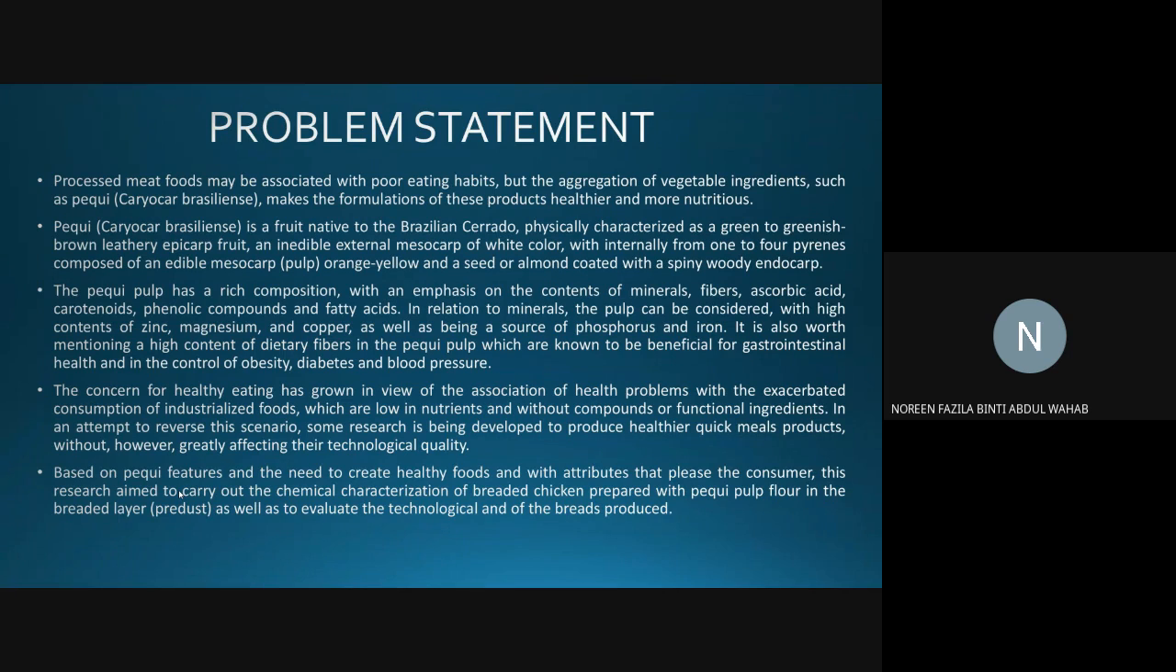The pequi pulp has a rich composition with an emphasis on the content of mineral, fiber, ascorbic acid, carotenoids, phenolic compounds, and fatty acid. In relation to minerals, the pulp can be associated with high content of zinc, magnesium, and copper, as well as being source of phosphorus and iron. It is also worth mentioning a high content of dietary fiber in the pequi pulp, which are known to be beneficial for gastrointestinal health and in the control of obesity, diabetes, and blood pressure.